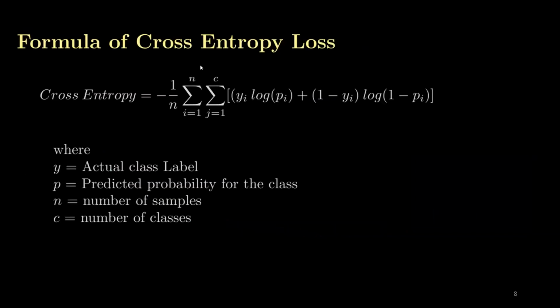Now this is the equation for the cross entropy loss. So here we have a few important parameters or variables in this equation. So first variable is y. Y is the actual class label or it is the ground truth. P is the predicted probability for the class. That is, it is the probability of the class which is predicted by the model. N is the number of samples and C is the number of classes. So this is cross entropy loss. So it is based on the logarithmic value for the probability of the class predicted by the model.